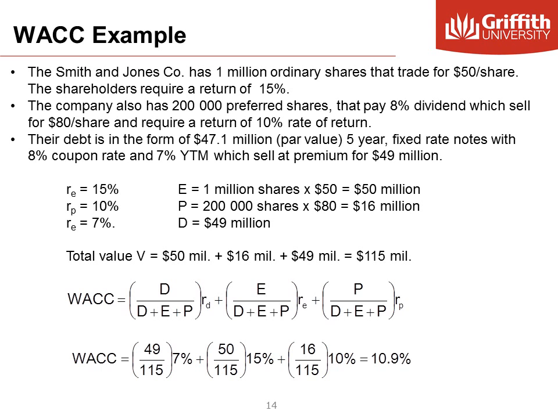Out of this information, we write down the costs of each type of capital, and then we calculate each of their market values. Note that for debt, we are already given the market value at $49 million. Then we calculate the total value of the firm, upon which we calculate each type of financing proportion. Then we apply the weighted average cost of capital formula, and we find that the overall cost of capital for the firm is 10.9%.